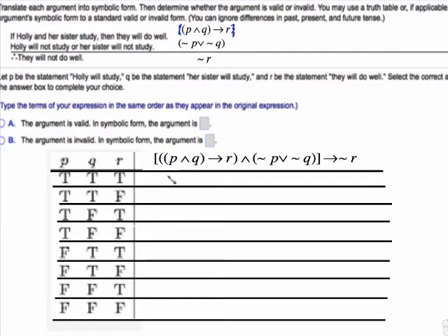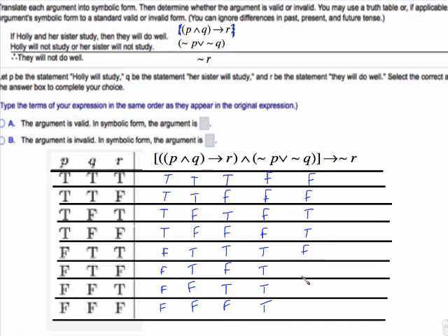All right, let's fill in our single letters. P is T, T, T, T, F, F, F, F, Q, R. Not P is the negation of this, which is false, false, false, false, followed by 4 truths. Not Q is a negation of this column, which is false, false. And not R is a negation of this column, which will be false, true.